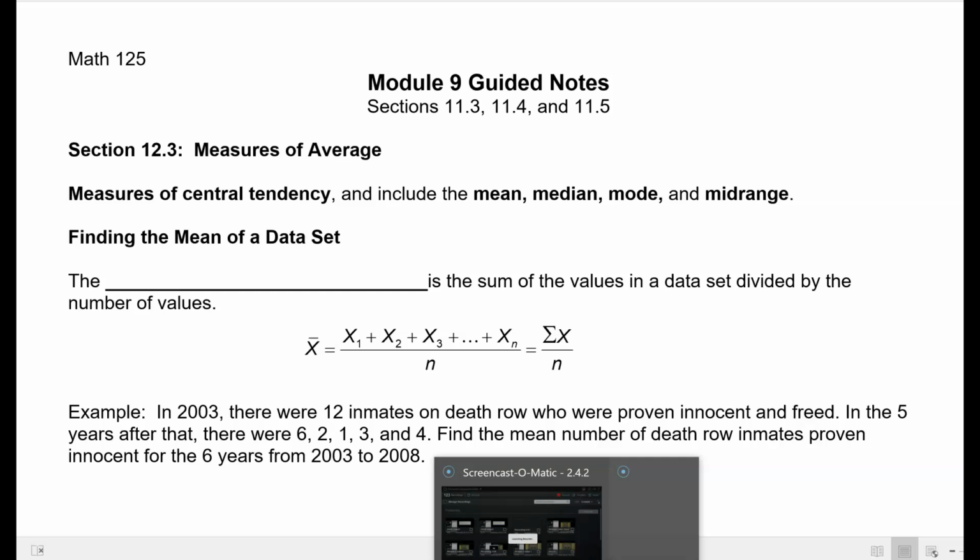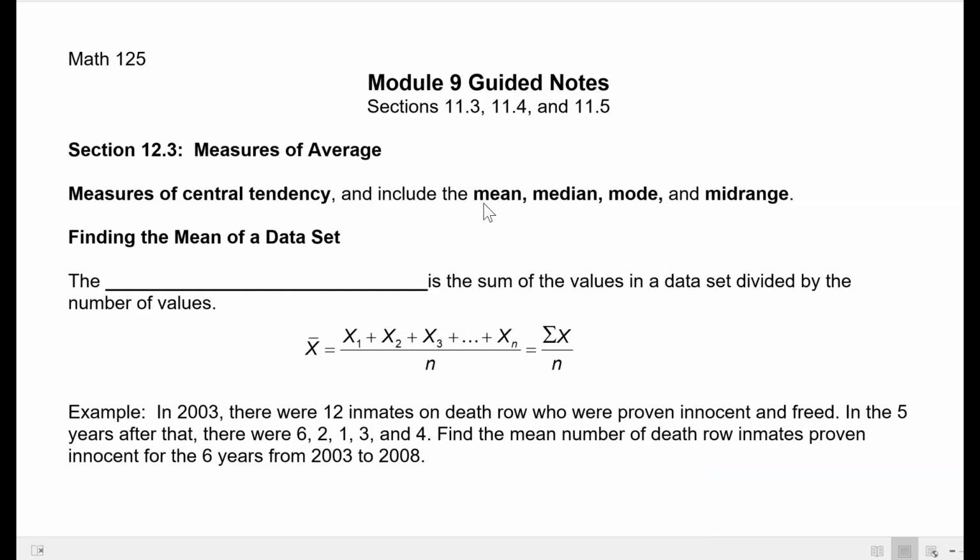And when you hear the word average, a lot of times people assume that the person is talking about mean, because that's probably the most common understanding of what average means. But there are four different types of measures of average that we're going to talk about: mean, median, mode, and mid-range. So let's start by talking about the mean. That's probably the most common measure of average.